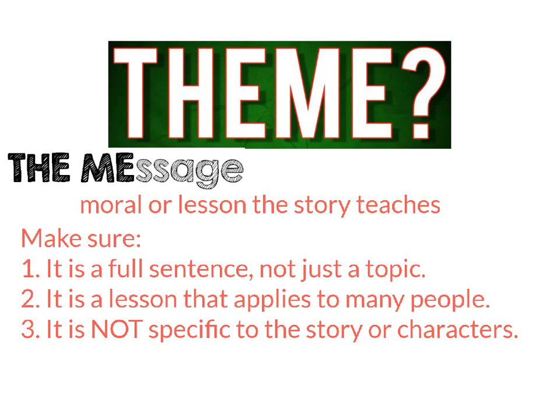And finally, the last things to look at was kind of our checklist, things to make sure that we do or don't have in our thematic statement. Remember to make sure that it is a full sentence and not just a topic or one word. Also make sure it is a lesson that applies to many people, stories, movies. You want it to be universal. And lastly, you want to make sure it's not specific to the story or the characters. You don't want a story title, movie title, or character names in your thematic statements.